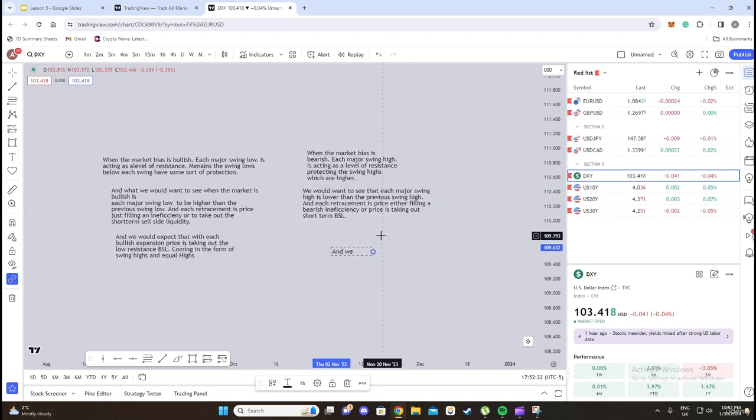And we'd expect with each bearish expansion, price would be taking out the low resistance sell side liquidity, coming in the form of swing lows and equal lows. And this is what we would want to see.